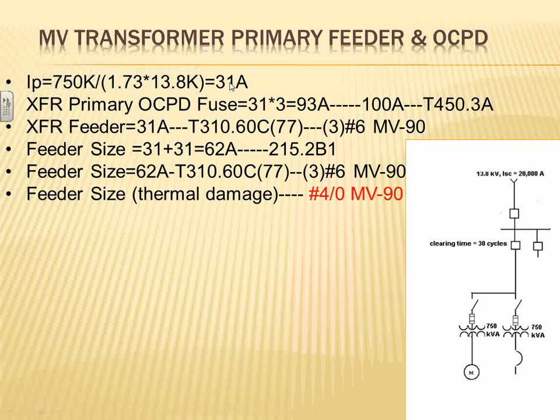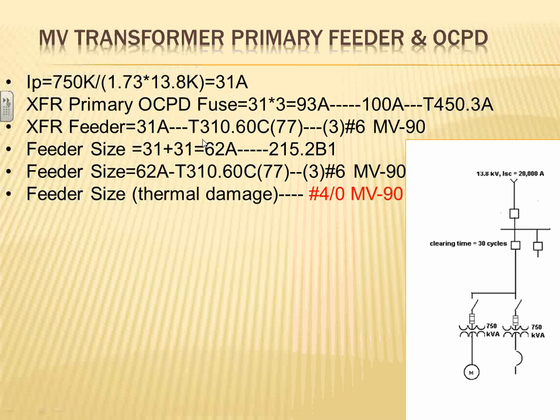So, okay, here's 31 amps. My primary overcurrent protection device, if you go to table 450.3(A), it will tell you that you can multiply by 3 for a fuse. So that gives you 93 amps. A 100 amp fuse, these fuses are both the same size, will be rated for 100 amp medium voltage fuses here. Now the conductor size, you take the 31 amps to 310.60.